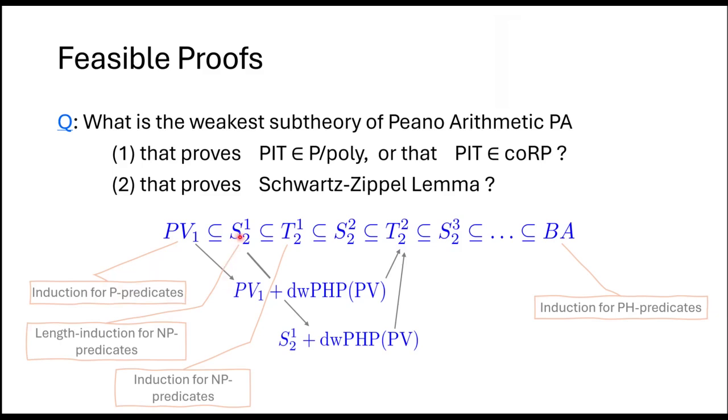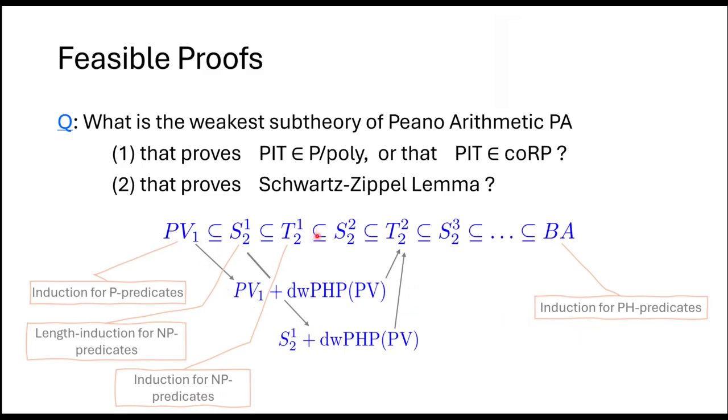And S12 has something like length induction for NP predicates. So this is kind of induction for NP predicates, but it's written such that it's on the length of strings. I'll show you in the next slide more or less what it means. Now T12 is induction for NP predicates, not just on the length. And this BA at the top is induction for polynomial hierarchy predicates.